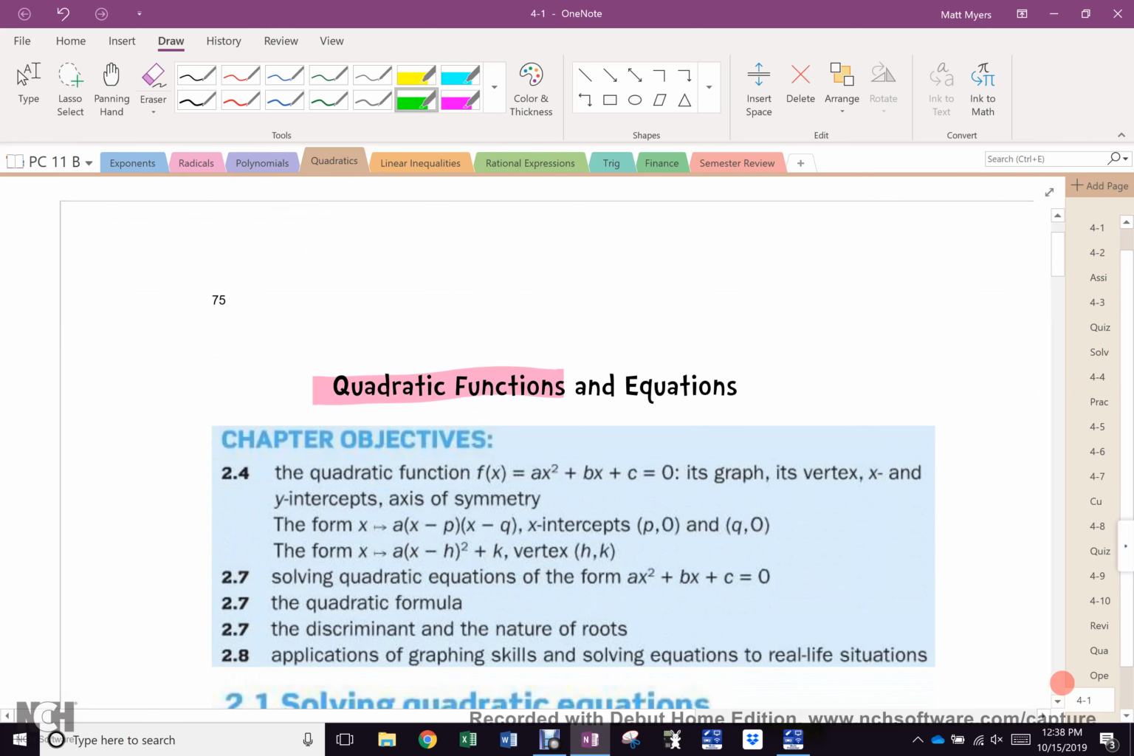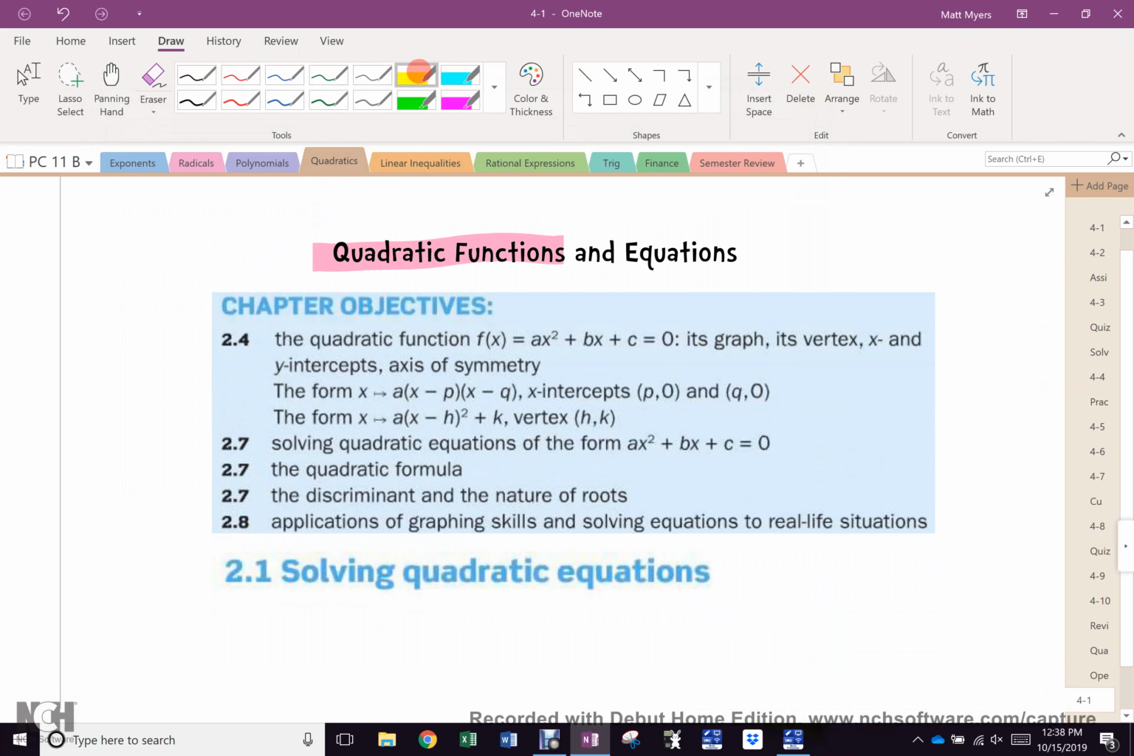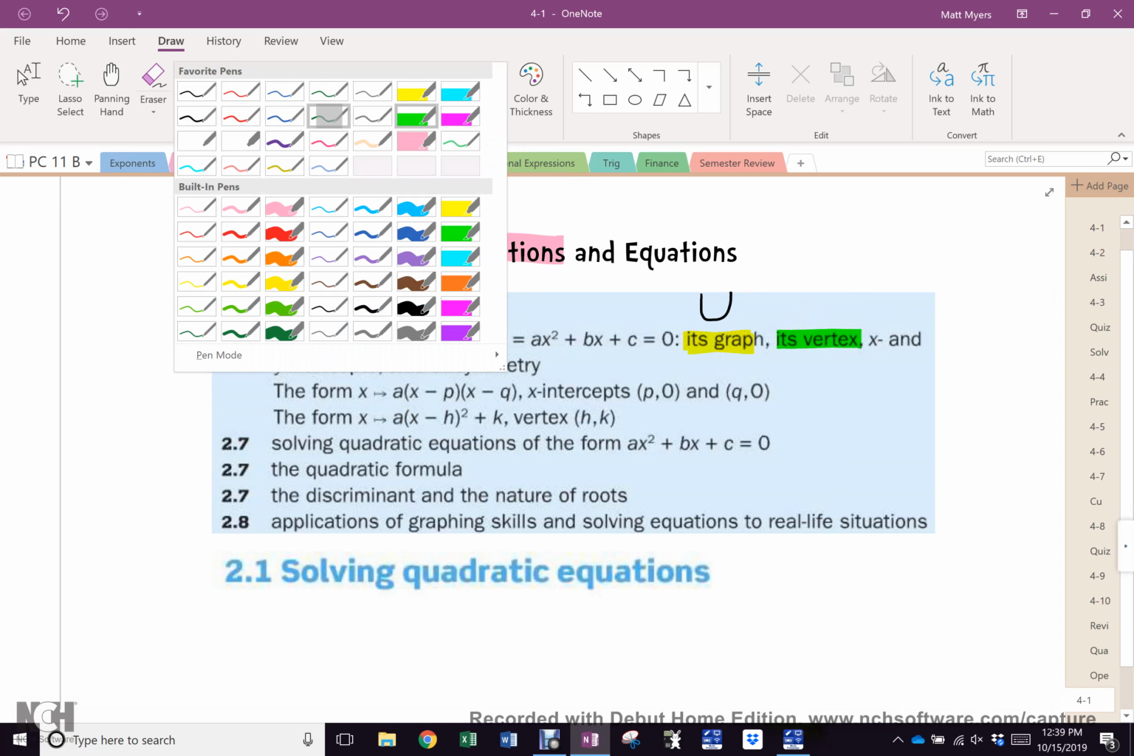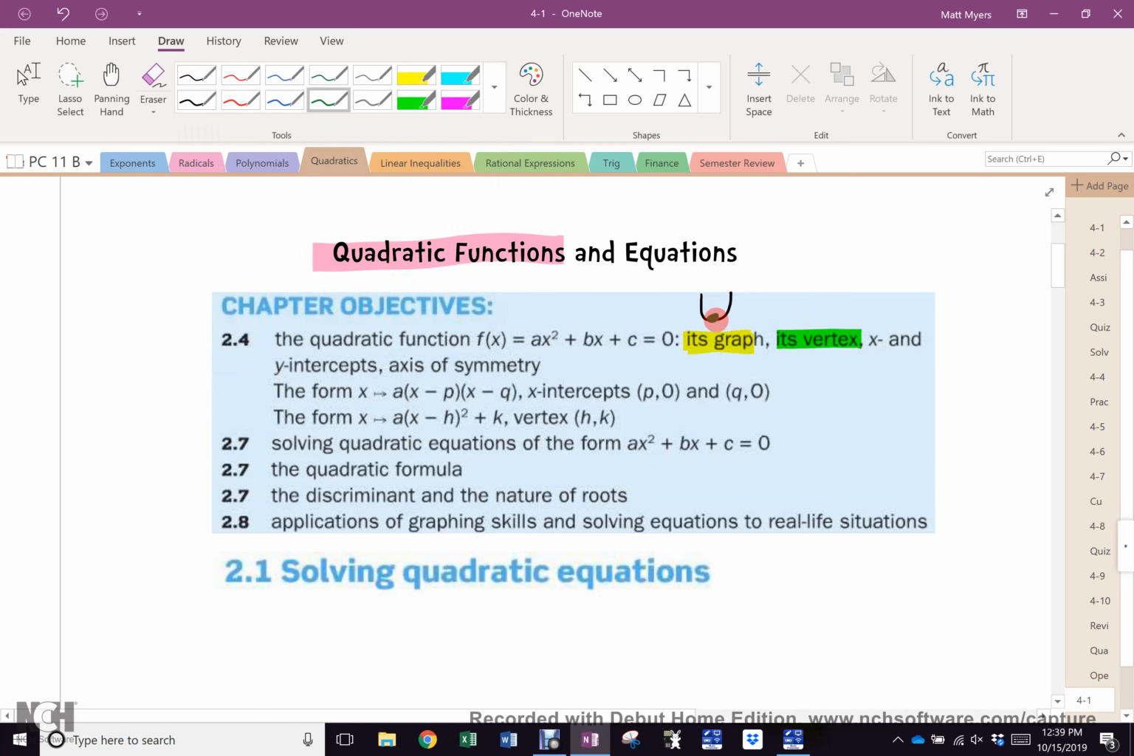Of the things we are going to discuss this year, the graph is new. The graph is no longer a straight line, it is a parabola. It will curve. Vertex, that is a new word. You will learn that as well. The vertex is the spot right there where the parabola curves.